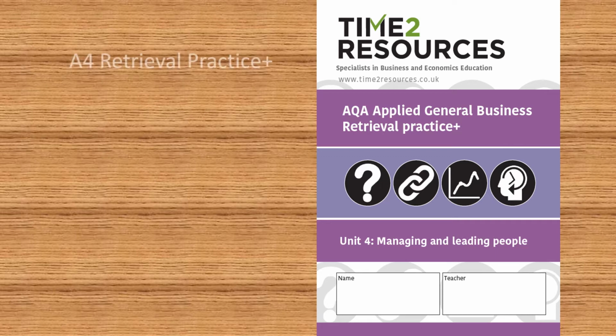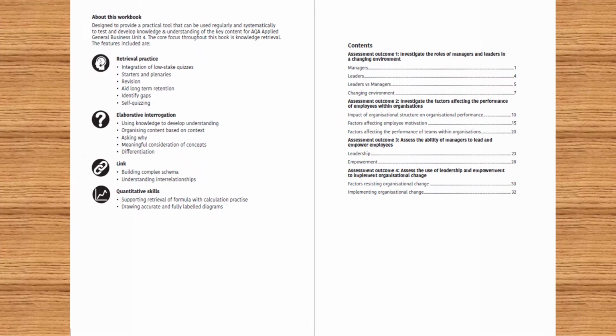A Time to Resources Retrieval Practice Plus workbook for AQA Applied General Business, Unit 4 Managing and Leading People. This A4 workbook is spiral bound for ease of use, making it very student friendly. With a focus on retrieval practice to make sure the students have all of the key knowledge organised ready for exam success, it clearly follows the specification.